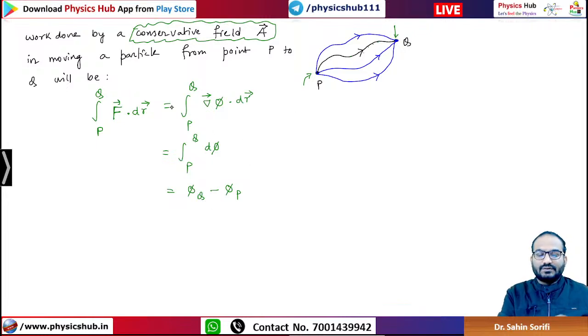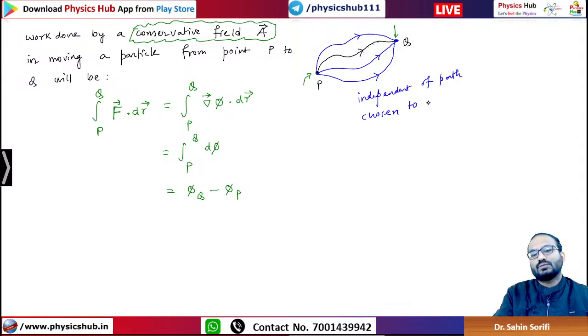So that is why for a conservative field the line integral is independent of path chosen to move from the initial to final point.